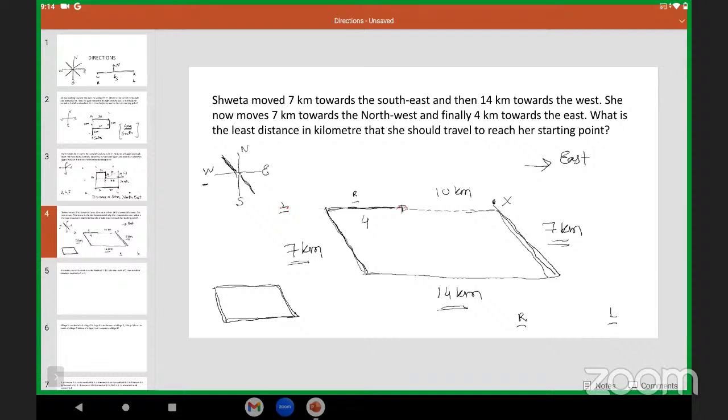The question asked is, what is the least distance in kilometers that she should travel? Least distance is always traveled in a straight line without any turns. So the answer is 10 kilometers. And if it is asked in which direction her initial or starting point is from her final point, it will be in the east direction. So the answer will be 10 kilometers east.